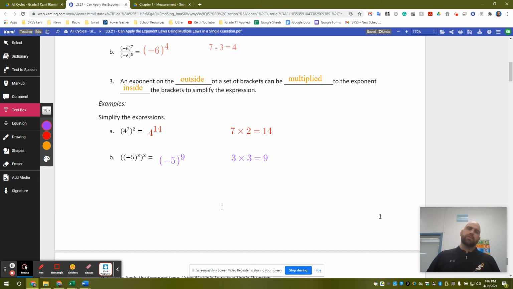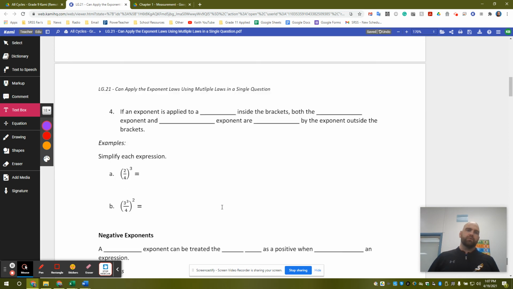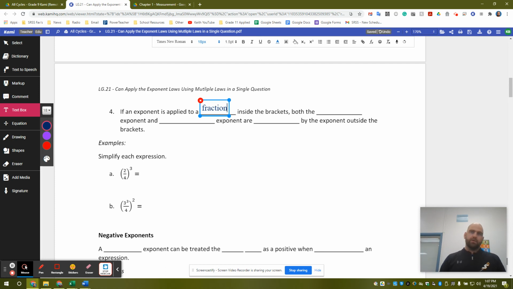The fourth one that we're going to take a quick look at is over here. If an exponent is applied to a fraction, ooh, we get fractions now. I know, everybody's favorite, right? If an exponent is applied to a fraction, which is inside the brackets, both the numerator exponent and denominator exponent are multiplied by the exponent outside the brackets.